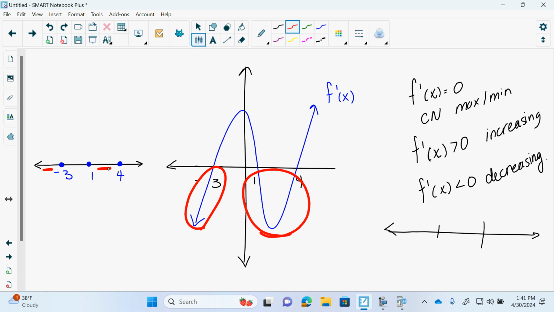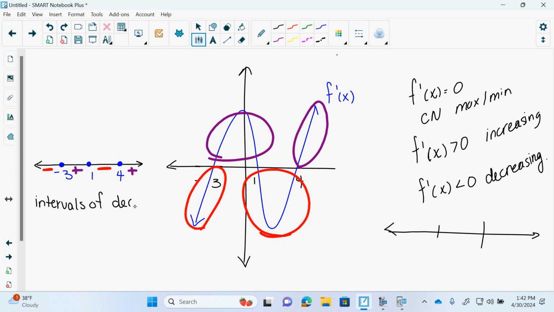Okay. What about these? They're positives. So can you tell me stuff about this graph now? Yes? You can tell me that there are intervals of decrease from -infinity to -3, or 1 to 4, and there are intervals of increase from -3 to 1, or 4 to infinity.